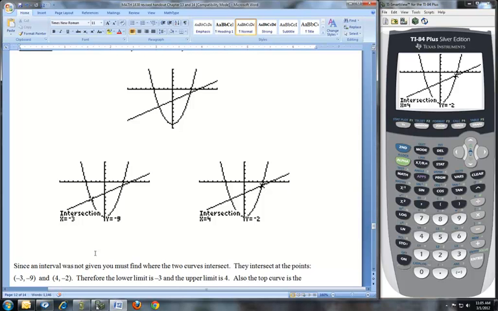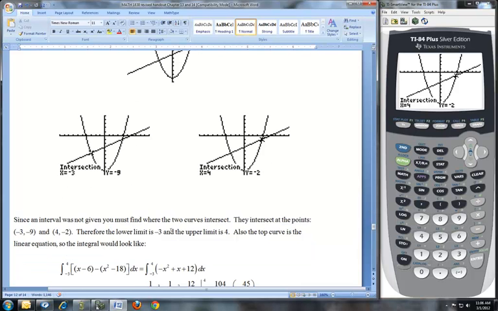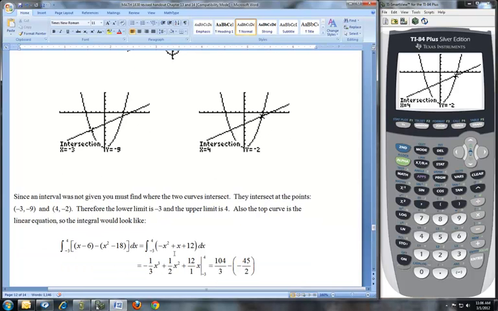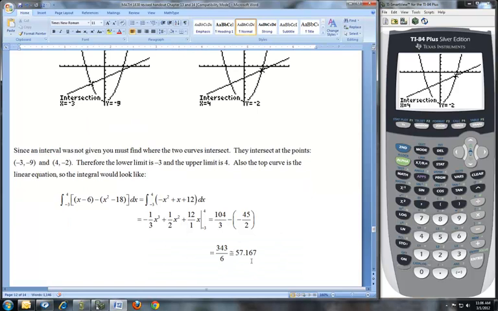Okay. Since an interval was not given, you must find where the two curves intersect. They intersect at those particular points. Therefore, lower limit, remember we're doing it with x, is -3 and upper limit's 4. Also, the top curve is the linear equation, so the integral should look like this. Do a little bit of cleanup. Cleaning up is less things you have to worry about. So I cleaned it up, then I went and integrated this like we've done before, substituted in my values, and I came up that my total area is 57.167 approximately.